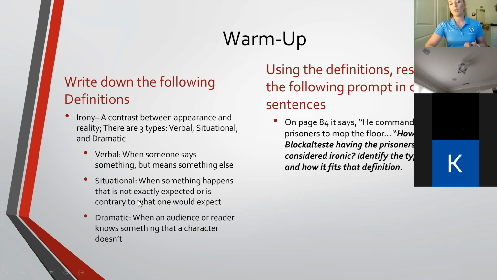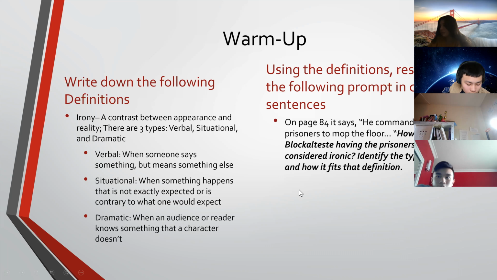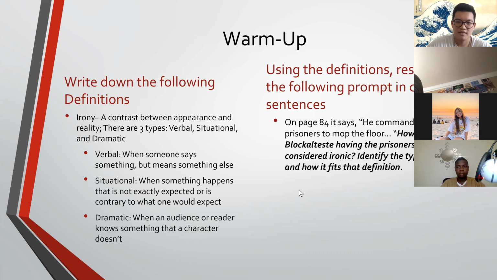The next type is situational, which is when something happens that is not exactly expected or is contrary to what somebody might think would be going on in that moment. So an example of that would be a fire station burning down. We would expect a fire station could not burn down because the people who fight the fires and all the resources for fighting fires are at that fire station. But if it burns down, that would make it situational irony.